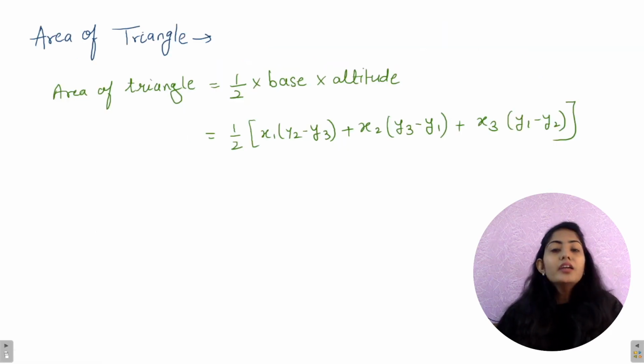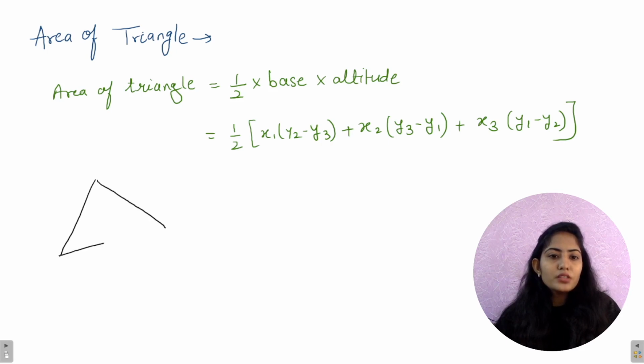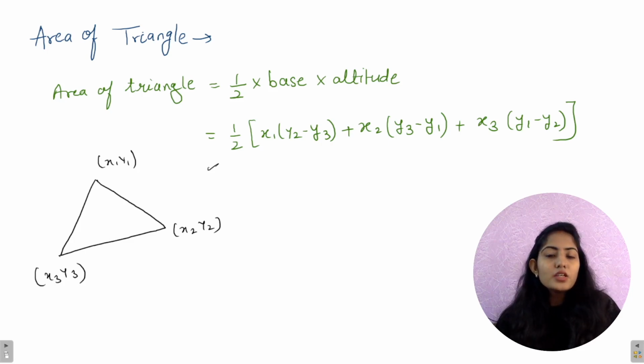Next slide. This slide shows a different concept: you can find the area of a triangle. Suppose there is a triangle given to you in coordinate form, with vertices x1 y1, x2 y2 and x3 y3. So you can find the area of this triangle by using this formula. This is derived using the basic concept of the area of a triangle, so we can use this.